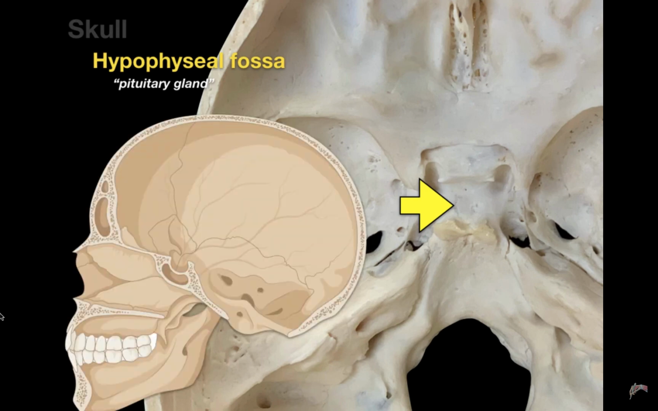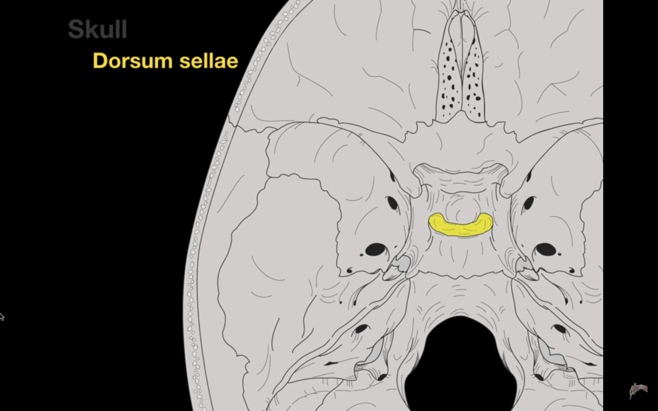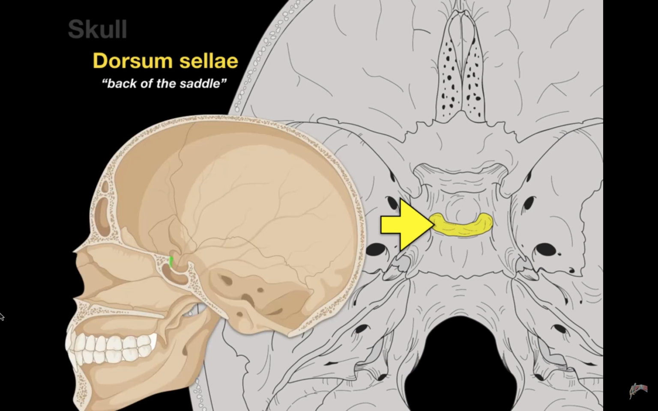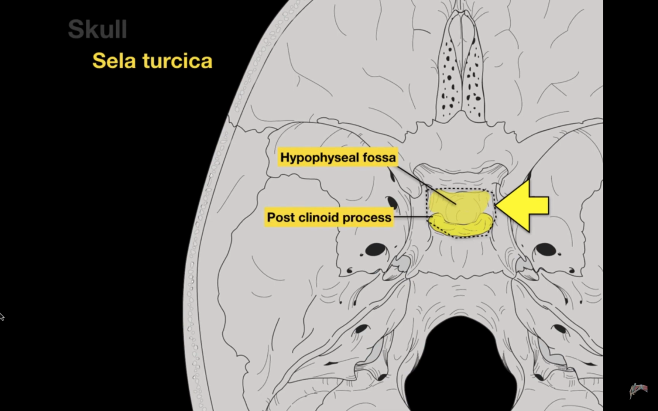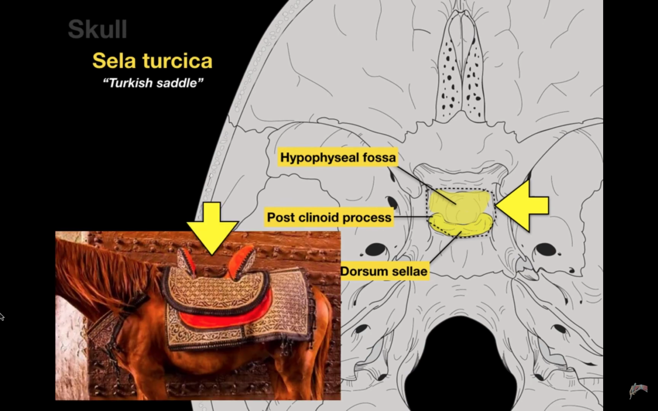All right, and so here's a sagittal section of the skull, and there is a hypophyseal fossa because it's what houses our pituitary gland. Now here we have the dorsum sellae, where dorsum means behind and sellae means saddle, or the back of the saddle. And so in the sagittal section, there's the hypophyseal fossa, and there's the dorsum sellae with a yellow arrow. Now the sella turcica then is a combination of things. It is the hypophyseal fossa plus our two posterior clinoid processes plus the dorsum sellae. That's what makes the sella turcica. And sella turcica translates to Turkish saddle, because that's what it looks like.